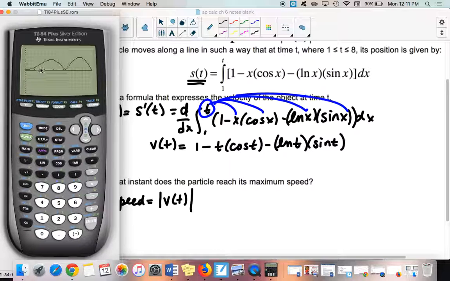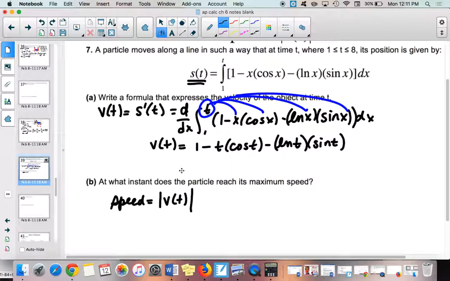Where does it look like it is? This one or this one? Left or right? The one on the right, yeah. So I do second trace maximum, and I go over there, and I do left bound, right bound, and then I go where I think it is. Usually if you just get close to it, it's fine. 6.700. Do you guys see that?